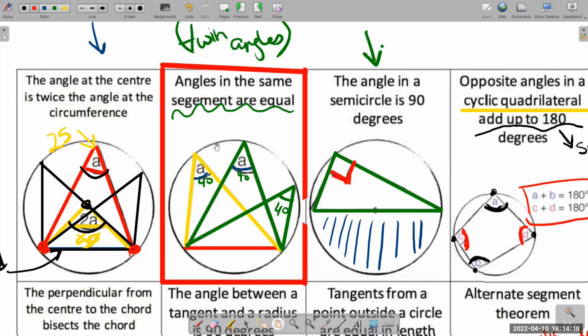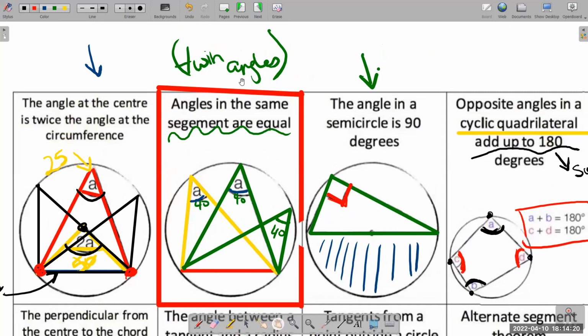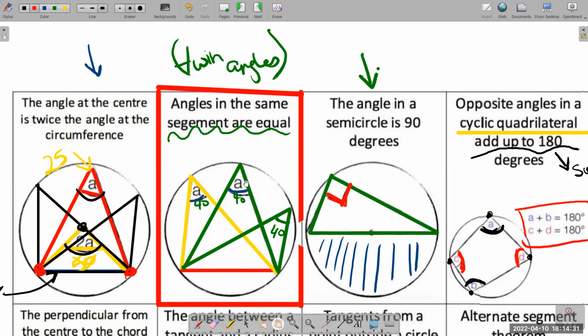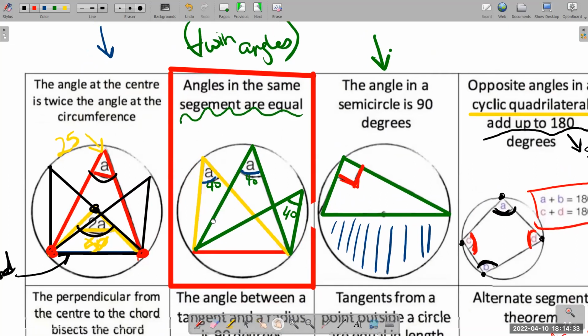Second one, I call this the twin angles. So here we realize all 3 of these angles were formed on the same chord and they all touch the circumference. All of them would be equal. Angles on the same chord are equal.